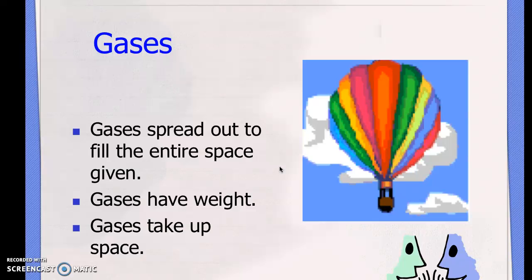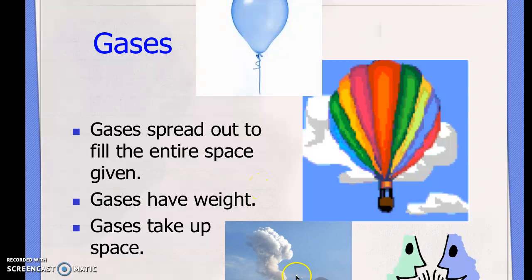Let's see if we were thinking the same thing this time. I thought of the air inside of a regular balloon, like this party balloon. That's a gas. I also thought of the smoke that comes out of a volcano. That's a gas too. The air in a balloon spreads out to fill that entire balloon. The smoke in a volcano is going to spread out as far as it can in the sky to fill up all of that space.